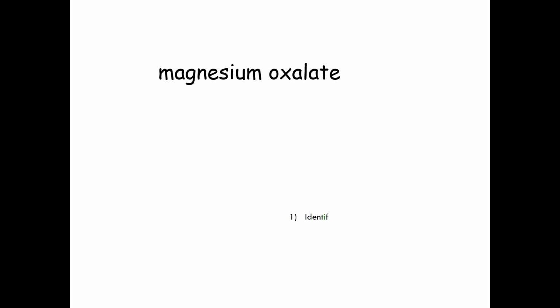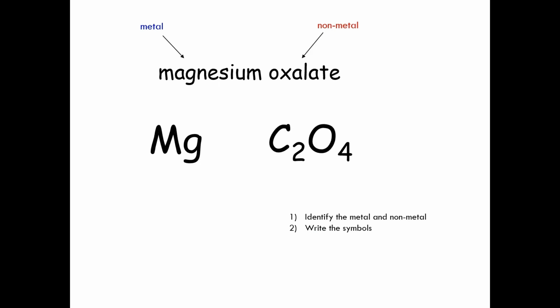For our next example, we have magnesium oxalate. The first thing we need to do is identify the metal and the nonmetal. And so obviously magnesium is the metal and oxalate is the nonmetal component. Next, write the symbols. And so magnesium is symbolized as Mg, and oxalate from the polyatomic ion chart I know is symbolized by C2O4. Now write the charges. Because of its placement on the periodic table, magnesium is always going to be 2 positive. And from the polyatomic ion chart, I know oxalate will have a charge of 2 negative.